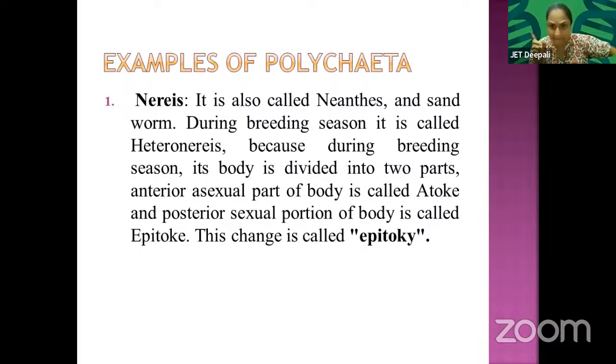You can take it right: development of body into atoke and epitoke. Take it right: development of gonads. If three options are present and the last option is all of the above, then take all of the above. Always study the things. Create your own MCQs. In each line there is an MCQ. If you want to clear the exam, just focus on that.